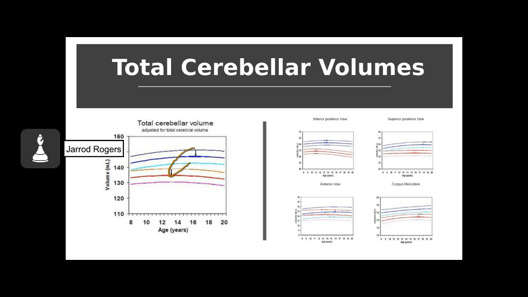These graphs represent a longitudinal MRI study of the cerebellum performed on a large sample, and you can see the plateaus of the cerebellum as indicated by the arrows, occurring in later adolescence.